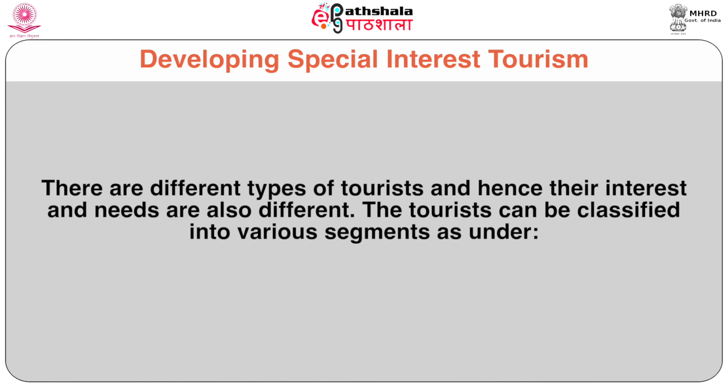First, tourist types or classification. There are different types of tourists, and hence their interests and needs are also different, which act as resources for SIT. The tourist can be classified into various segments as under: by product, mass market or special interest; by nature of activity, active or passive; location preference, coastal, rural, city, mountains, lakes; duration of trip and distance traveled: day trip, weekend break, and annual holiday.